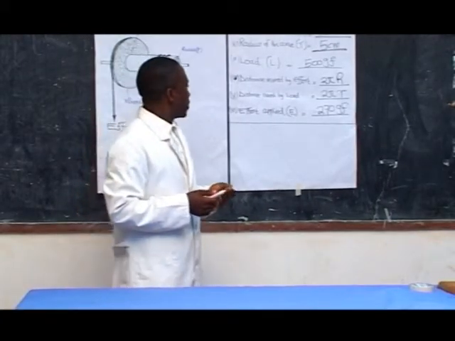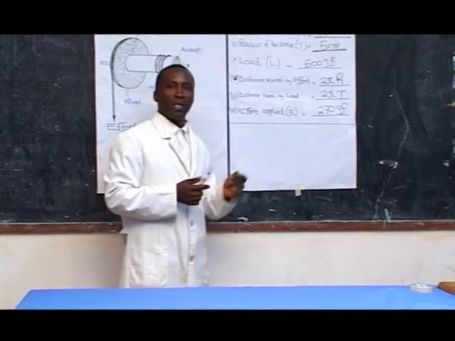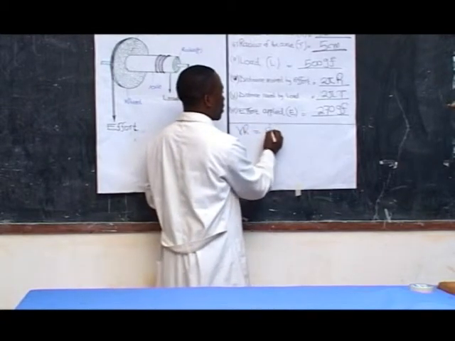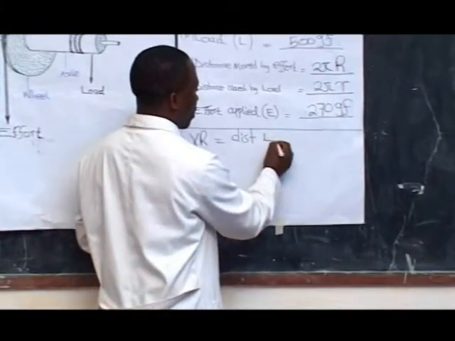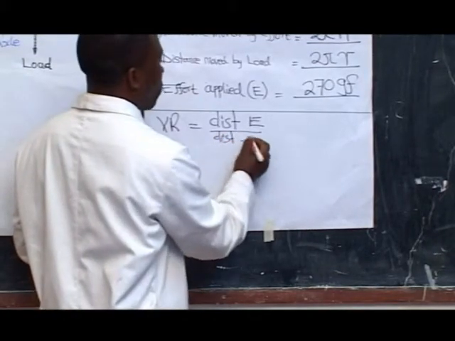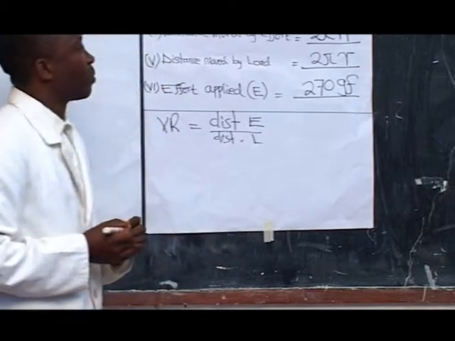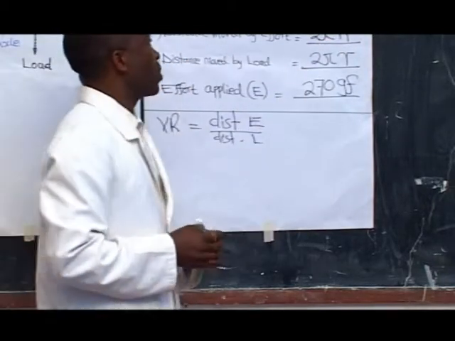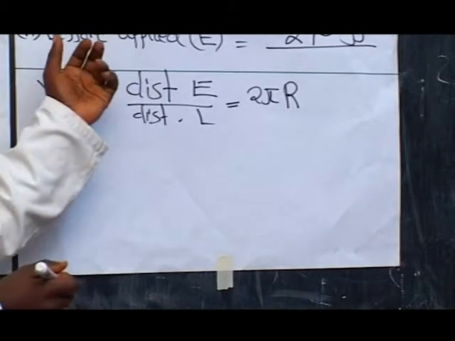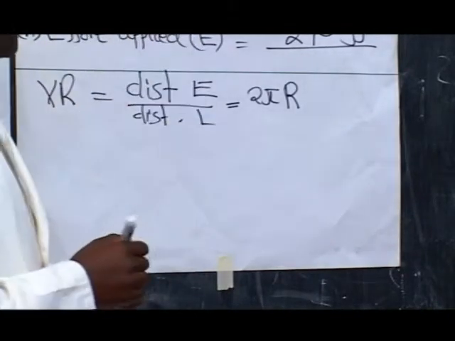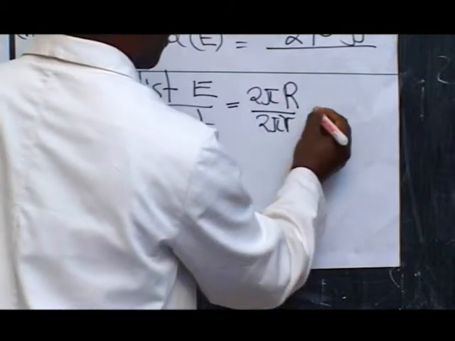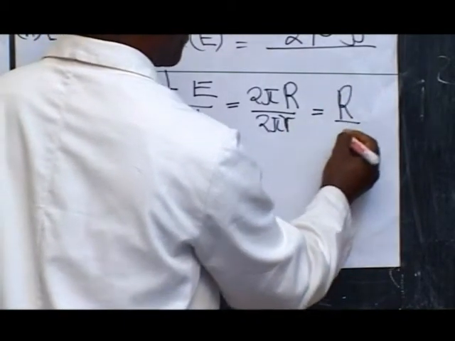Velocity ratio is the distance moved by effort over the distance moved by load. The distance moved by effort is 2 pi capital R, and the distance moved by load is 2 pi R. This will give you a ratio of capital R over R.